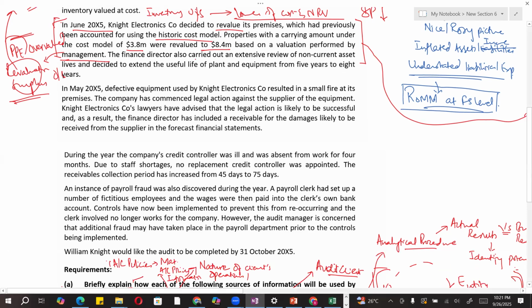Finance director also carried out an extensive review of non-current assets' lives, and decided to extend the useful life of plant and equipment from 5 years to 8 years. Can you tell me whether this is a change in accounting policy or a change in accounting estimate? Extending the useful life of plant and equipment, is that a change in accounting policy or a change in accounting estimate? Yes, hurry up. The chat box is there for you. Please post your answers.